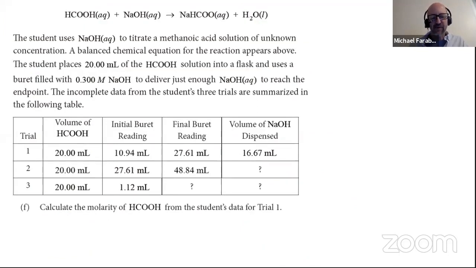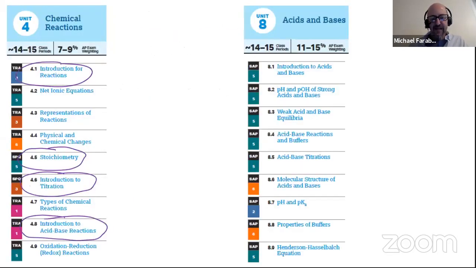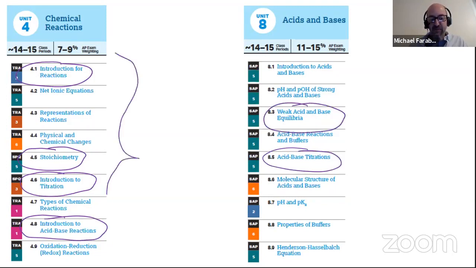We're given a balanced chemical equation. We're talking about a titration experiment. Now, there is other stuff about acid-base titration and weak acids and weak bases that is mentioned in Unit 8. But you should definitely be able to do the information in Unit 4 and therefore answer a question like you saw in the sample. Okay, this was my concern.